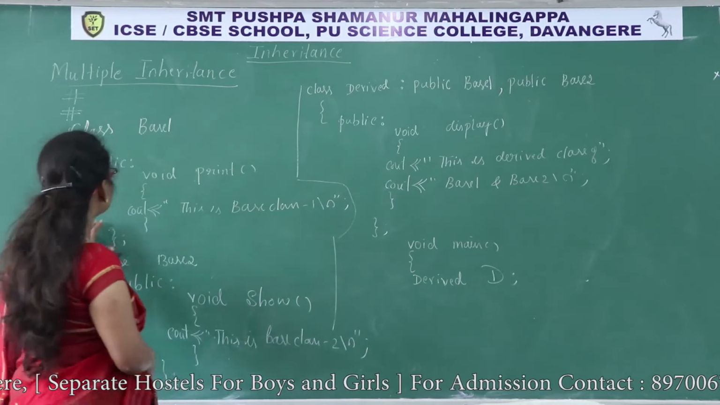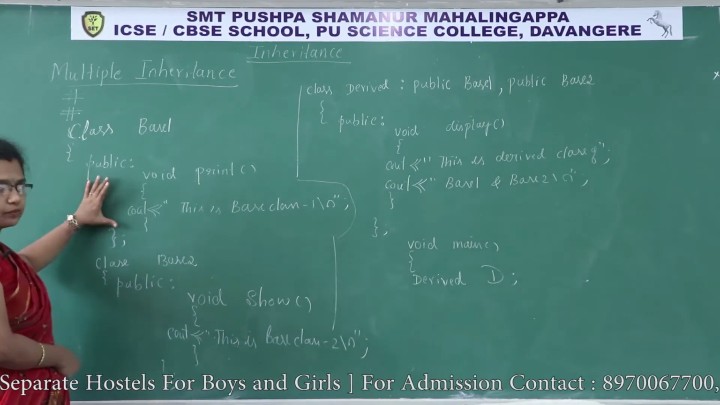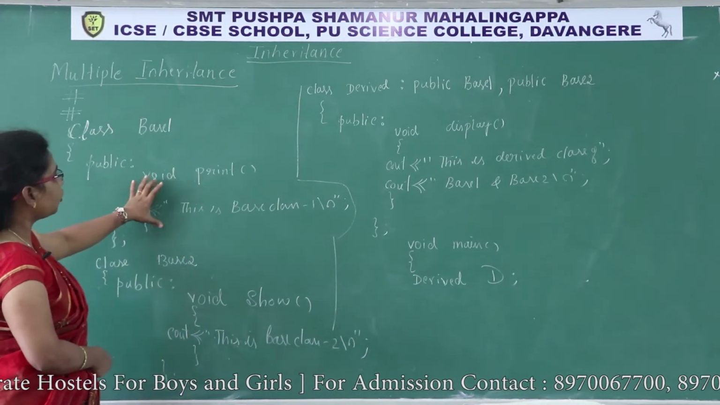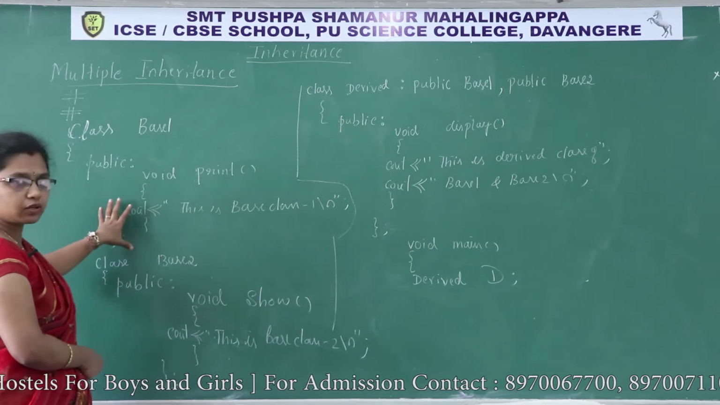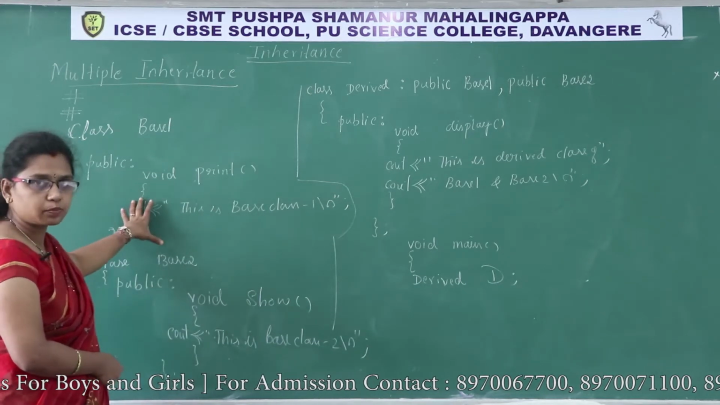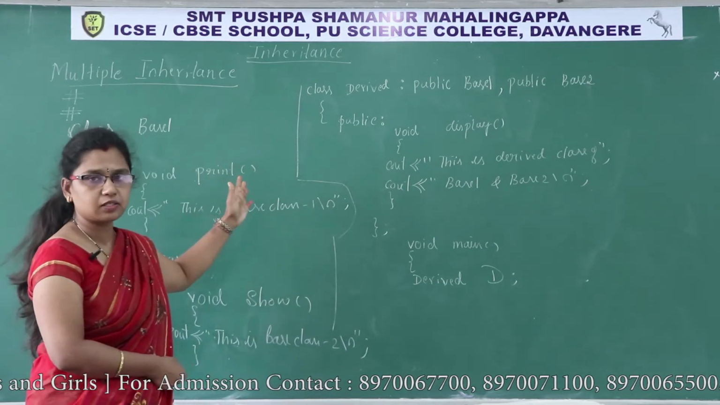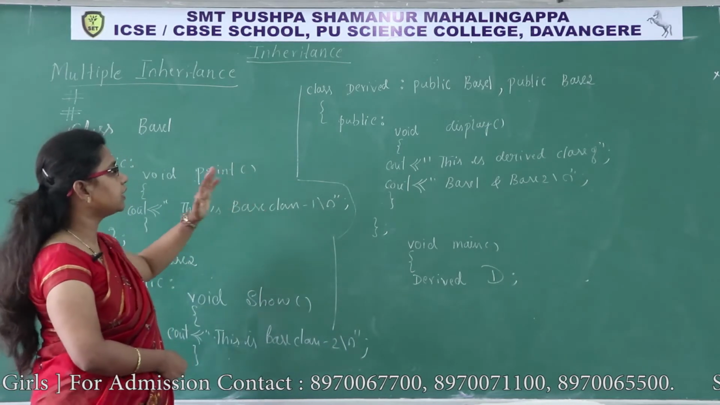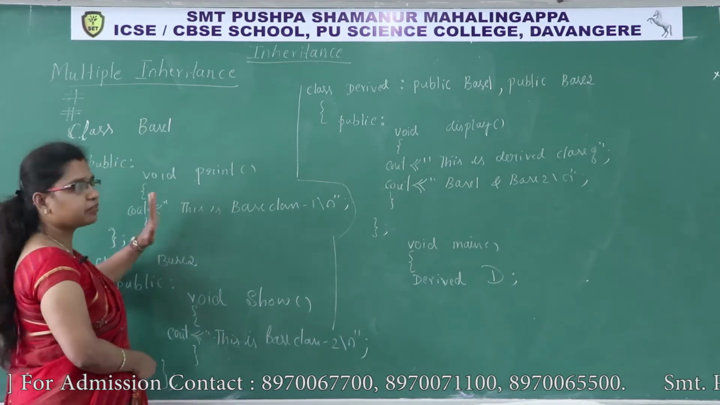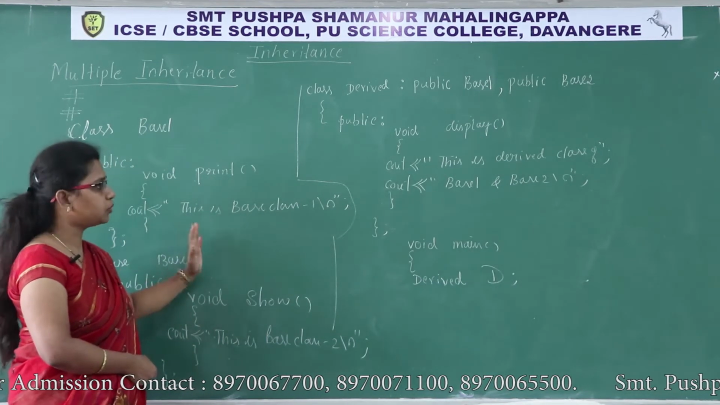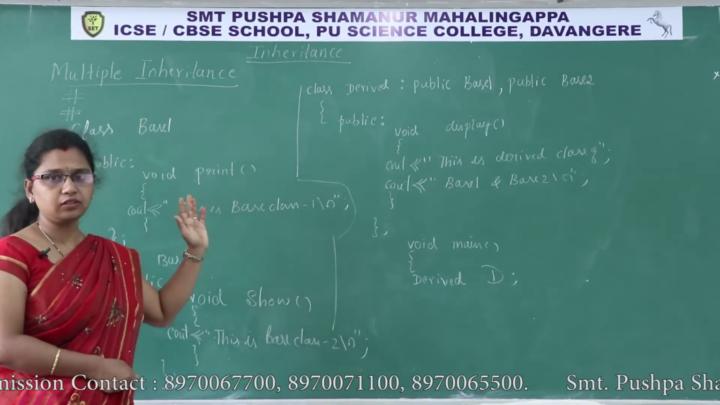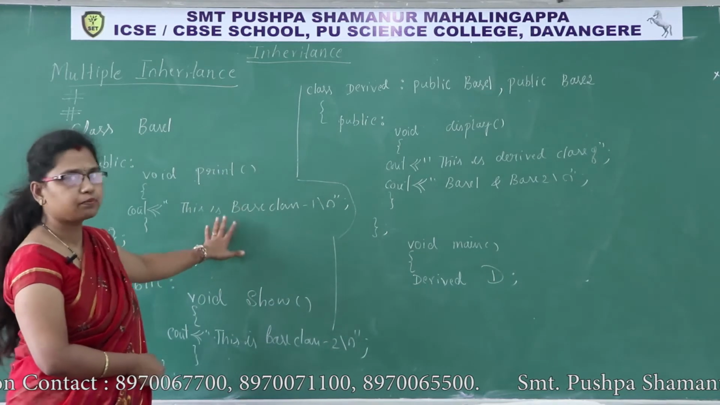So what is there in this class? This is base 1. In this class, void print is a member function. It belongs to the public access specifier. So I did not take private and protected access specifiers. To make you understand easily, I have taken only one member function in each class. This program you can write for the examination. For that purpose only I have taken a simple program.